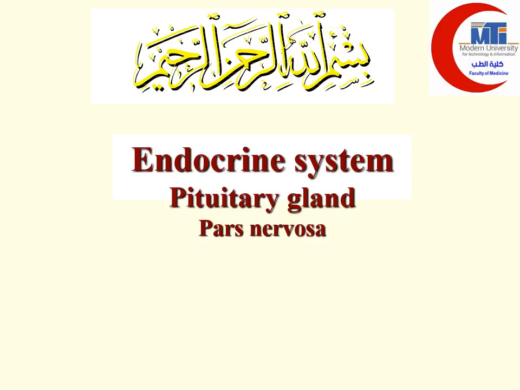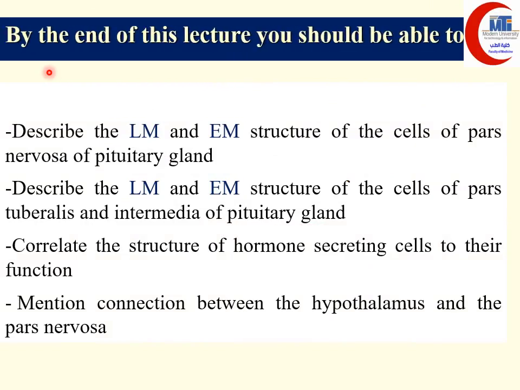In this lecture, we will complete the master of endocrine glands, the pituitary gland, and study other parts of this gland, which are pars tuberalis, pars intermedia, and pars nervosa. By the end of this lecture, you should be able to describe the light and electron microscopic structure of the cells of pars nervosa, pars tuberalis, and pars intermedia of the pituitary gland.